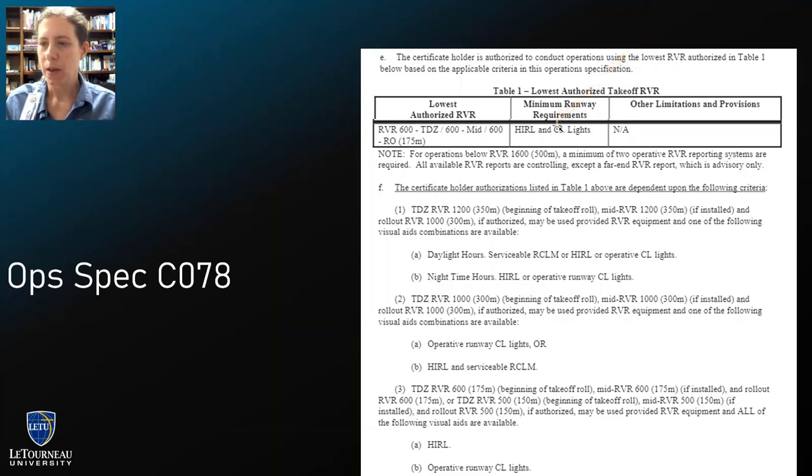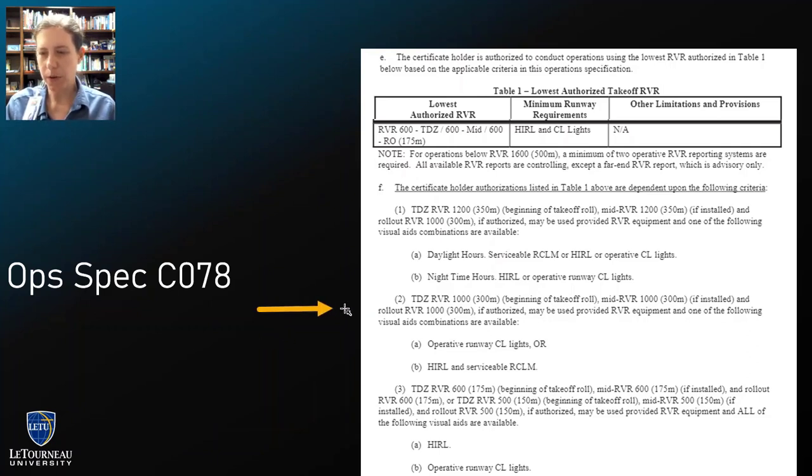Okay, so it says under F that the certificate holder can do what it says in Table 1, provided certain things. Okay, and it talks about some different levels.